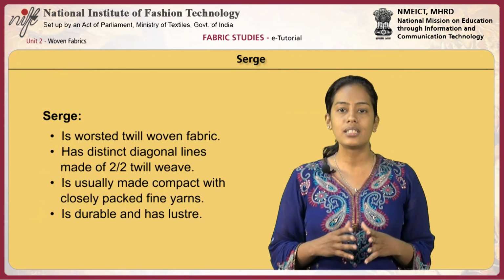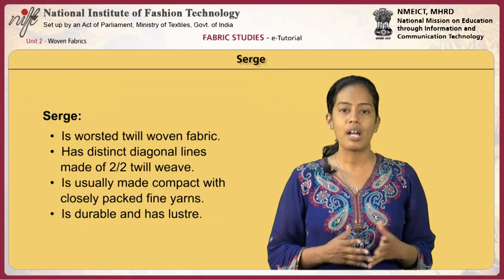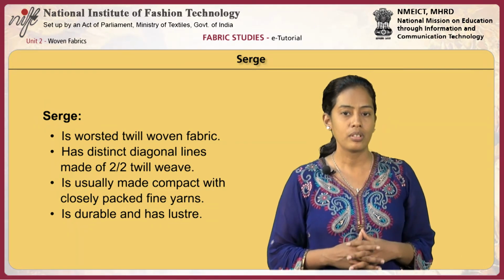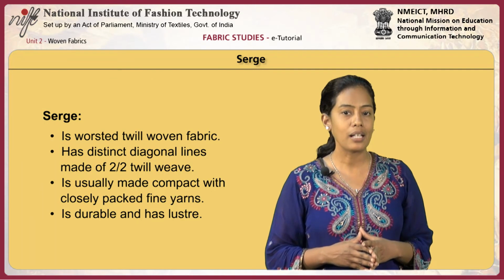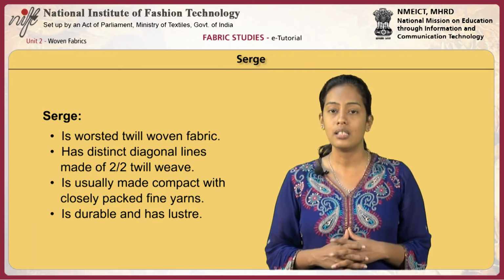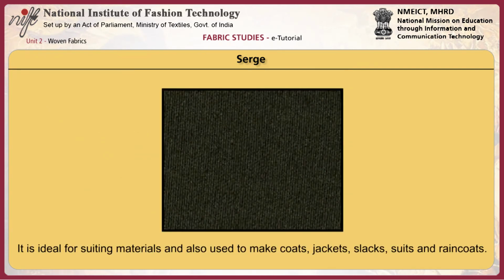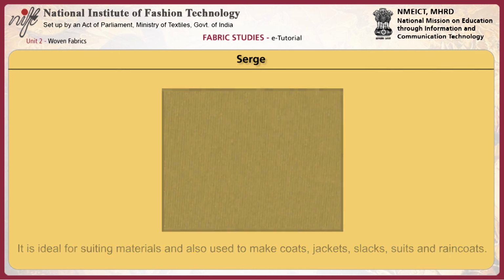Serge is worsted twill woven fabric. The fabric has distinct diagonal lines made of 2x2 twill weave. The fabric is usually made compact with closely packed fine yarns. Serge is durable and has lustre. Regular wear makes the fabric lustrous and is ideal for suiting materials. The fabric is widely used for making coats, jackets, slacks, and suits. They are also given water repellent finish and used as raincoats.